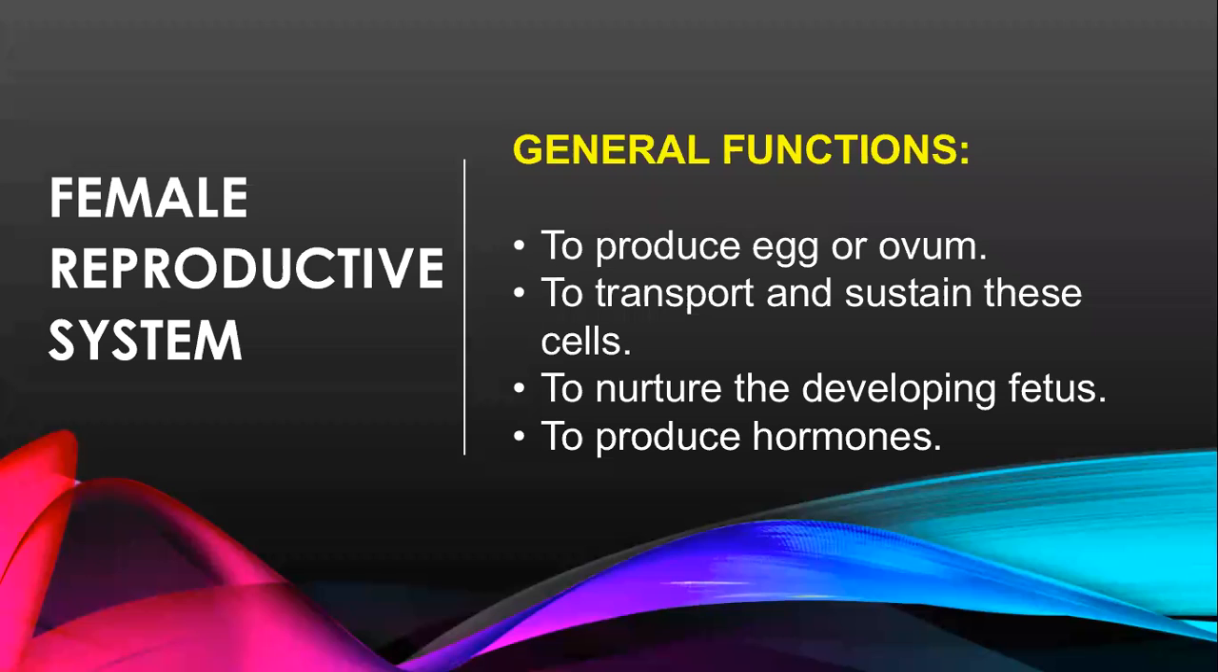Now let's move on to the female reproductive system. Its general functions include to produce egg or ovum, to transport and sustain these cells, to nurture the developing fetus, and to produce hormones.